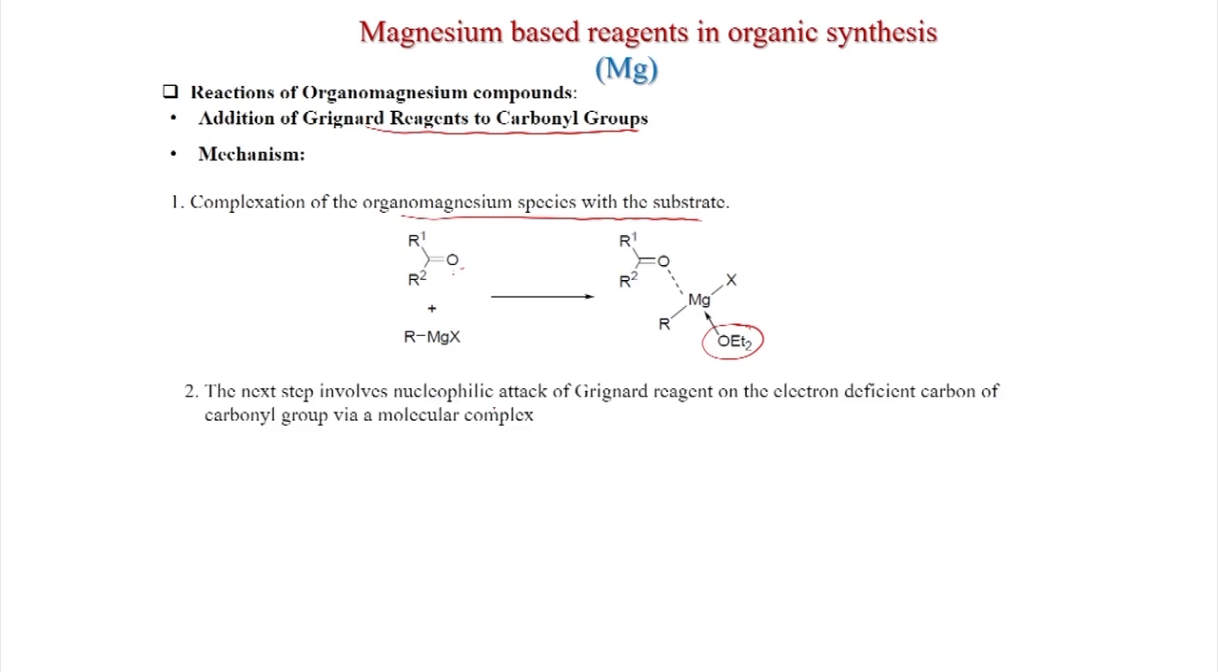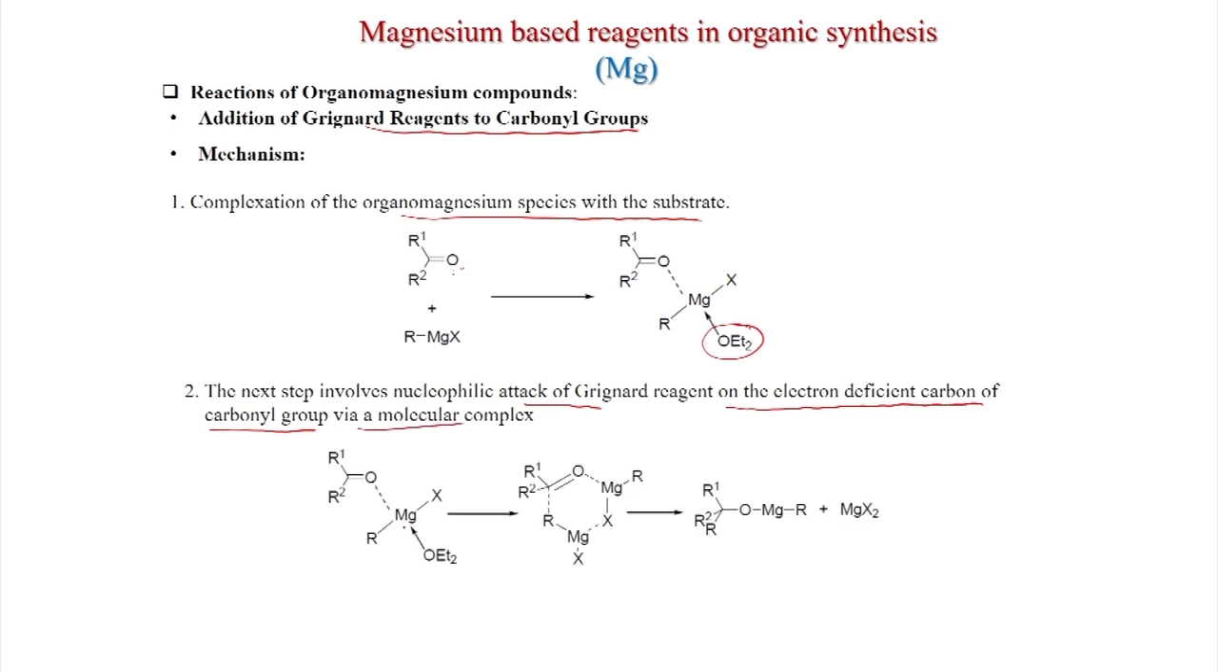The next step involves nucleophilic attack of the Grignard reagent on the electron deficient carbon of the carbonyl group by the molecular complex. Here another Grignard, RMgX, comes in. So, a 6 membered cyclic transition state is formed. You can see here 2 magnesium are there, that means 2 Grignards are there. First the carbonyl oxygen binds to the magnesium and gets activated, and this X binds with another molecule of Grignard, and finally this R is transferred to the carbonyl group, and this alkoxide compound is formed.